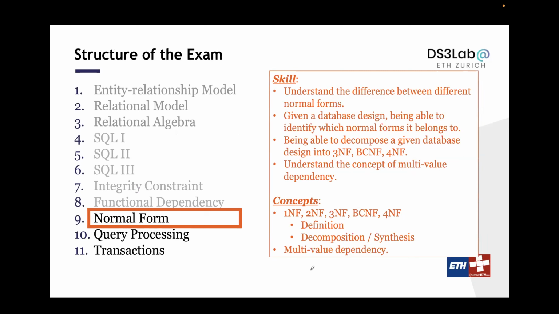So how to test normal form? We assume you should be able to understand different normal forms, what the definitions are, and how to check. Given a database design, how to check which normal form it belongs to, how to decompose or synthesize a given database design into third normal form, BCNF, and fourth normal form, and understand multivalued dependency and know how to reason about it. There are a lot of normal forms, but we assume you know these five: first, second, third, BCNF, and fourth normal form. What's the definition, how to decompose or synthesize it. We assume you know multivalued dependency.